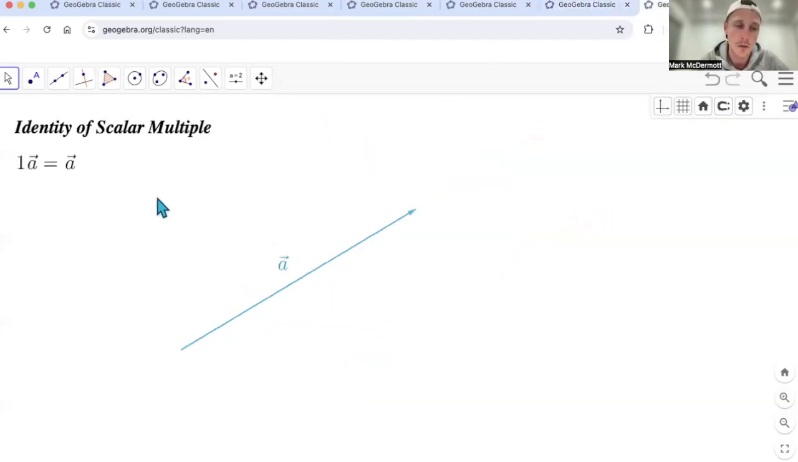And the last one's very straightforward again. Can't really show much here, but 1 multiplied by vector a is just vector a.